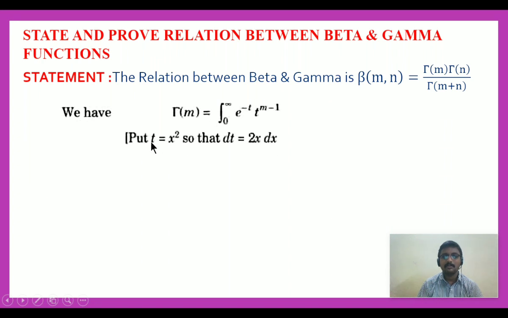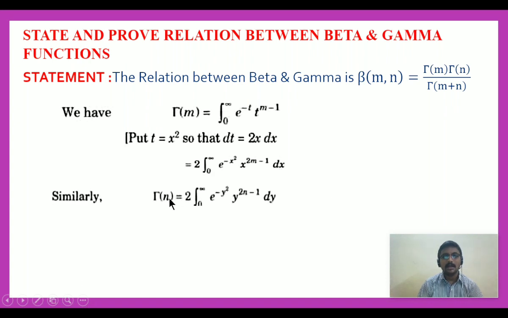Now differentiating on both sides, we will have dt is 2x dx, and changing the limits. When t equals 0, x is clearly 0, and when t equals infinity, x is root infinity, that is infinity. Same limits are obtained. Thus the gamma of m becomes 2 into integral 0 to infinity e power minus x square, x to the power of 2m minus 1 dx.